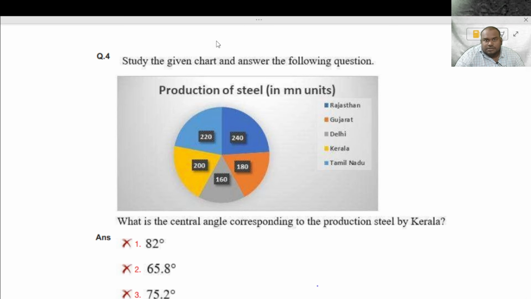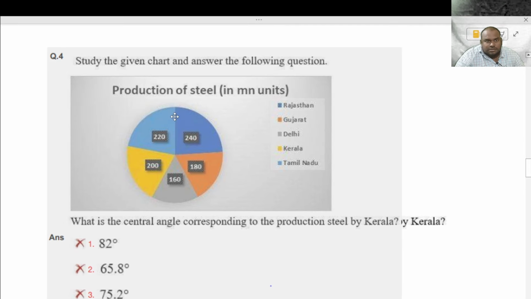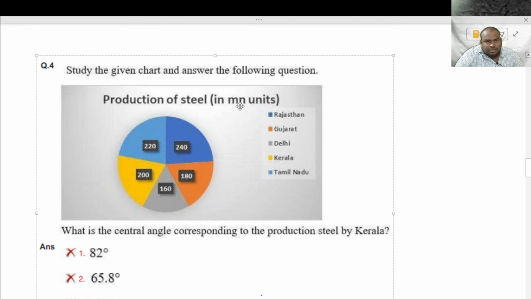Now, study the given chart and answer the following question. Production of steel in million units, that's not important. Production of steel for different states is given: Rajasthan, Gujarat, Delhi, Kerala, Tamil Nadu, in different colors.